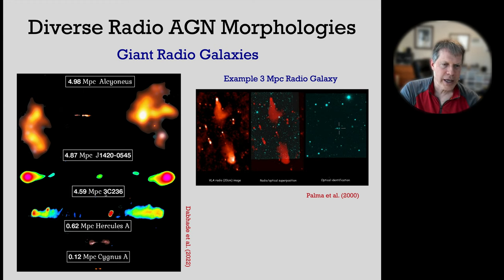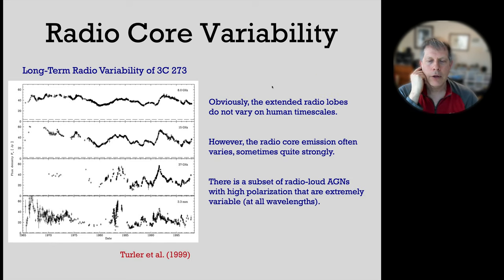Here is 3C236. It has a linear extent of like 4.59 megaparsecs. Here is J1420, which has a linear extent of like 4.87 megaparsecs. Here's one that's 4.98 megaparsecs. And so there are truly enormous so-called giant radio galaxies out in the universe that, again, make Cygnus A look tiny. Even though Cygnus A, of course, is very impressive in its own right. And here's another nice example of one studied extensively by one of my colleagues at Penn State, an example of a radio galaxy. In this case, it has an extent of about 3 megaparsecs. Again, impressively large.